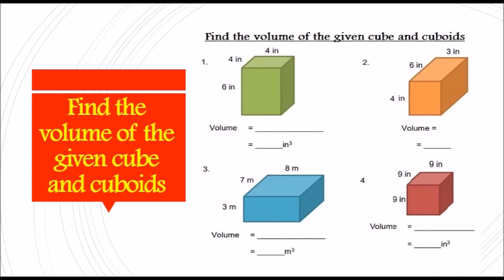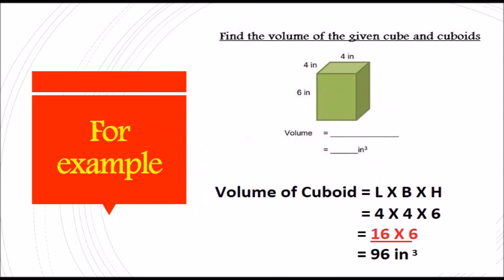I have done the first one as an example for you. You have to find out the volume of the cuboid. It is a cuboid, all its sides are not equal. So what do you have to do here? You know your formula, right? The first line that has to be done is writing down the formula. The formula for this cuboid is volume of cuboid is equal to length multiplied by breadth multiplied by height.